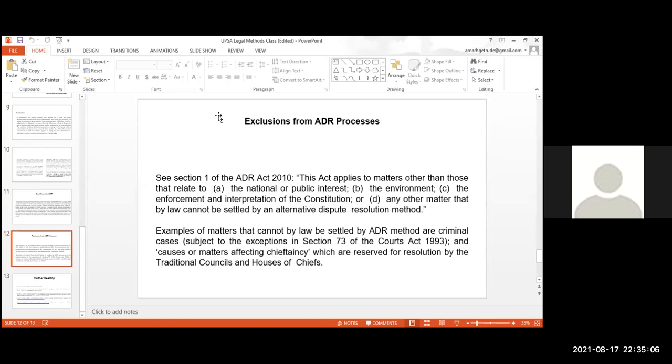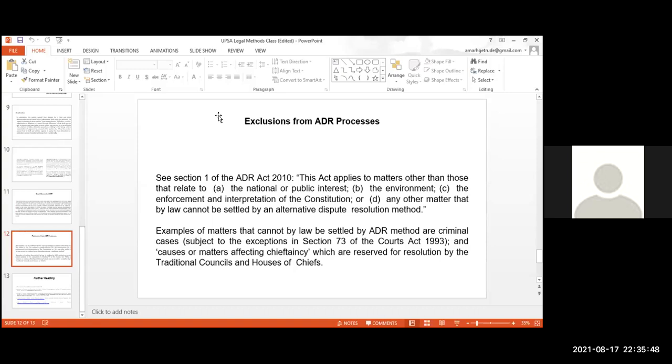So for example, you want to seek interpretation of a provision in the 1992 constitution, and you tell your friends, oh, this one, let's take it to ADR. Clearly this cannot be the case, because we all know the framework for constitutional interpretation in the 1992 constitution, and we all know the court that has exclusive original jurisdiction on matters relating to the enforcement and interpretation of the constitution. Or there's some matter in the public interest or national interest, and you say, although it is in the public interest, let's submit it to ADR. No, that cannot be done.